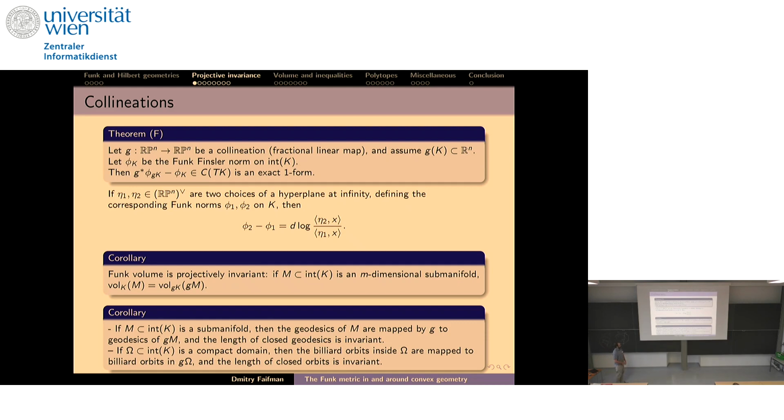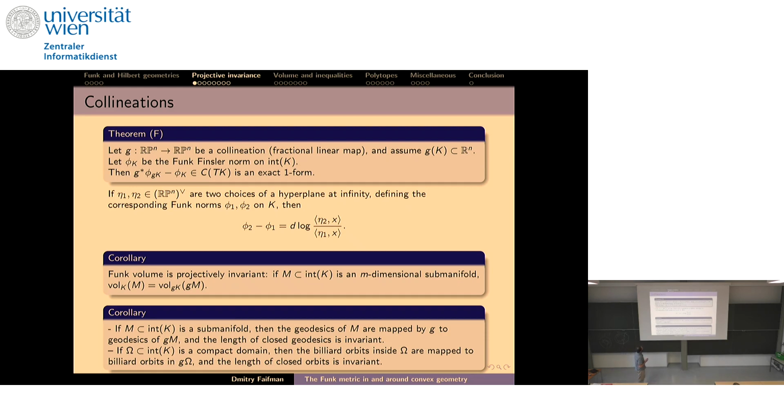For instance, if you have a submanifold, then the geodesics on it are mapped to geodesics on the image by a projective transformation. And moreover, the length of closed geodesics would be preserved. And the same goes for billiards. If you have a compact domain, then billiard orbits correspond to billiard orbits, and the length of closed billiard orbits is invariant under projective transformations. Because when the orbit is closed, you'll be integrating a closed one form over it.